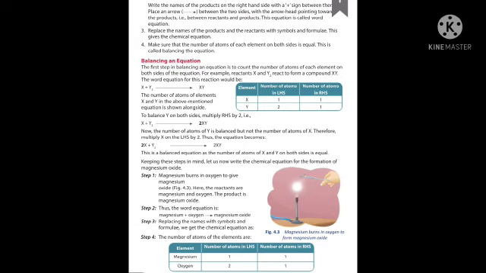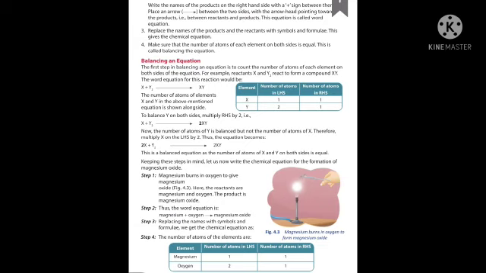Keeping these steps in mind, let us now write the chemical equation for the formation of magnesium oxide. Magnesium burns in oxygen to give magnesium oxide. Here the reactants are magnesium and oxygen, and the product is magnesium oxide. So how will you write the word equation? Magnesium plus oxygen gives magnesium oxide. So magnesium plus oxygen is the reactant and magnesium oxide is the product.